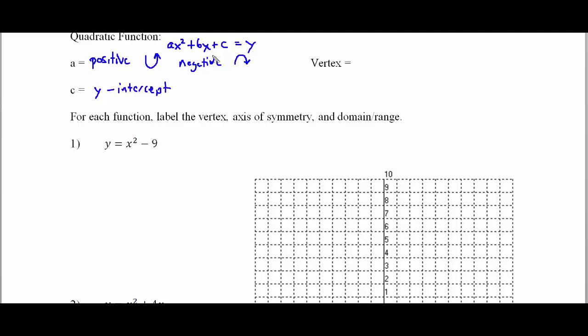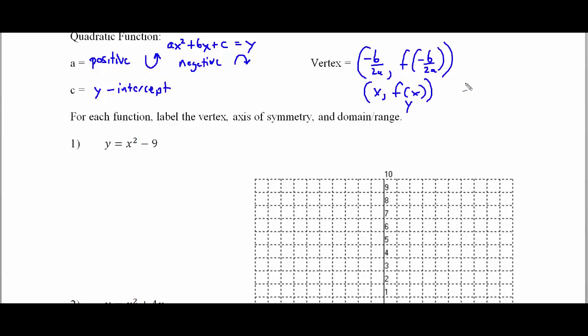Now the vertex is going to be based on b a little bit. The vertex is negative b over 2a for my x value, and then f of negative b over 2a for my y value. What this means is that I will find my vertex by taking the opposite of b and dividing it by 2a to find my x value, and then I will plug my x back into my function, f of x, and that will give me my y value.